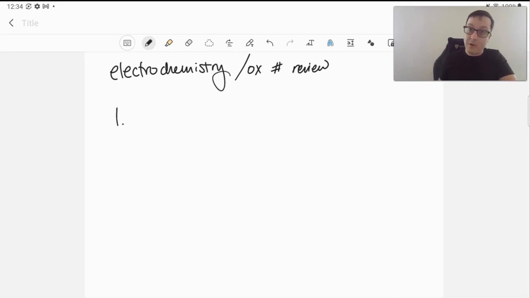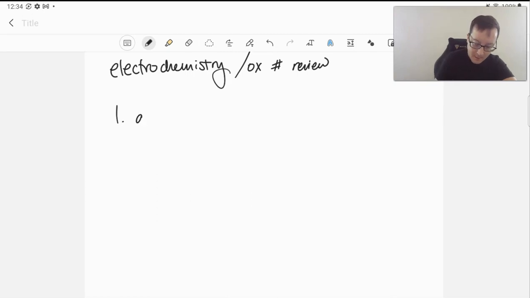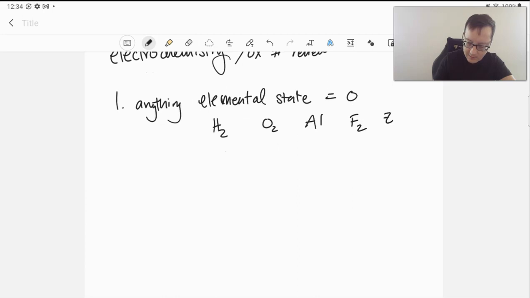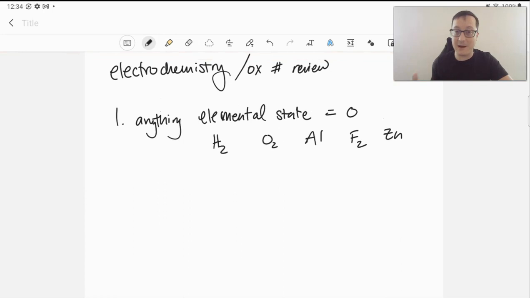So let's remember our rules for assigning oxidation states to atoms. Remember that anything in its normal elemental state will have an oxidation number of 0. So for example, hydrogen or oxygen or aluminum or fluorine or zinc, anything that's not charged and it's by itself will have an oxidation state of 0.